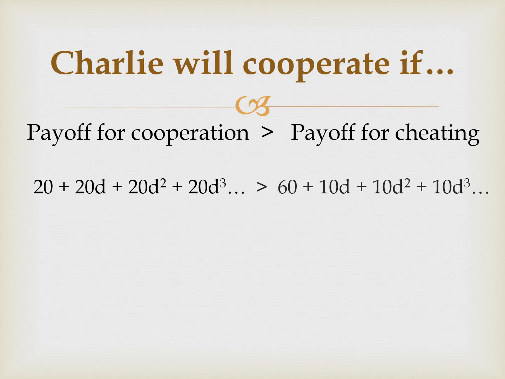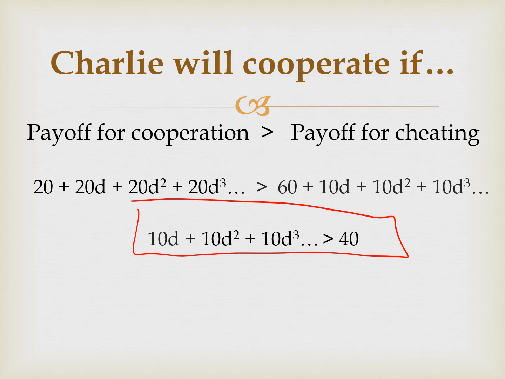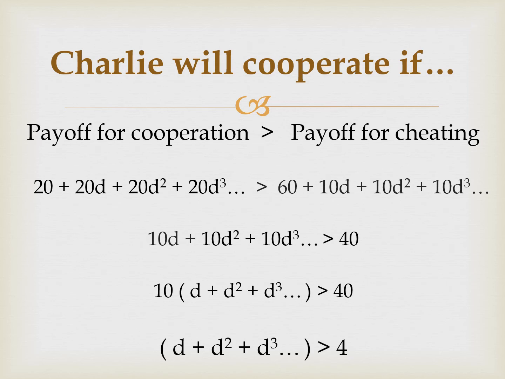And so we can rearrange some of these equations and reduce some stuff down. We can take this element over here of 10D plus 10D squared plus 10D cubed forevermore, and subtract that from both sides of the equation. And then we can also subtract this 20 from both sides. What happens is we are left with 10D plus 10D squared plus 10D cubed for forevermore is greater than 40. From here, we can pull the 10 out of the equation. So we have 10 multiplied by D plus D squared plus D cubed and so on for forevermore is greater than 40. And we can reduce that down by dividing both sides by 10. We end up with D plus D squared plus D cubed for forevermore has to be greater than 4.